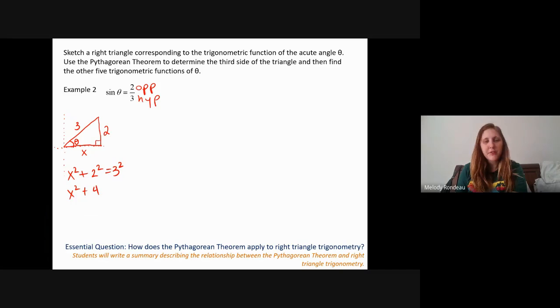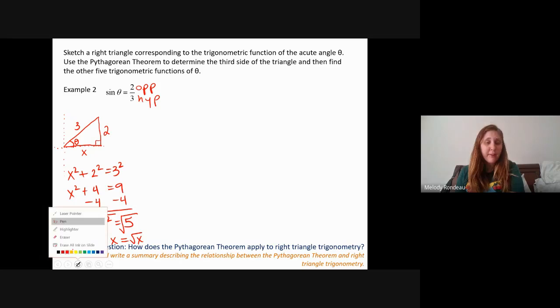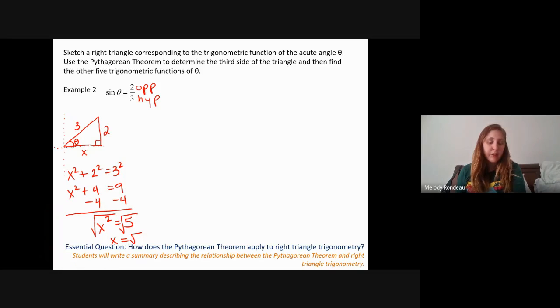And so I get x squared plus 4 equals 9. I'm going to subtract that 4 from both sides, and I get x squared equals 5. Then to get rid of that squared, I'm going to square root. And I have my final result: x is going to be the square root of 5. I'm not going to worry about the negative version because triangle length won't be negative, and we're not on the coordinate plane, so we don't have to worry about a negative. So just positive square root of 5. I'm going to pop that up here like so. And now I have all 3 sides.